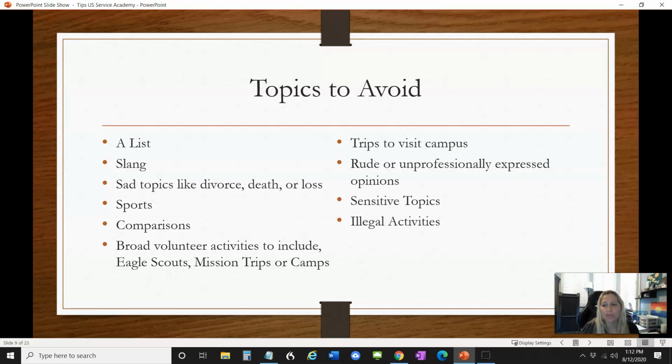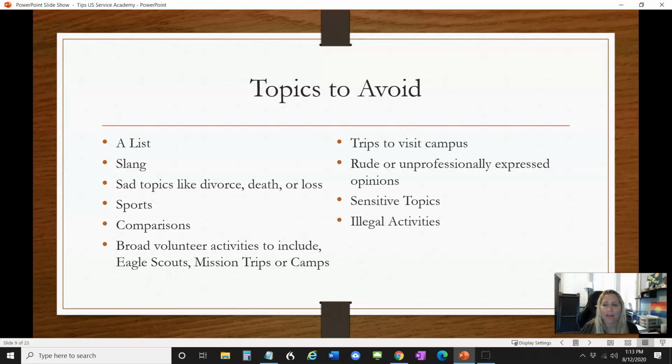Don't talk about your trip to visit the academy. Now, you can mention your trip to visit the academy as part of one line, but don't make it your entire essay, okay? It's not all that interesting to read, and it doesn't tell the reader anything about you. Don't have rude or unprofessionally expressed opinions. Yes, students write about those. Don't do it. Don't be that student. Just avoid these topics. You may have an opinion. You may want to express yourself, but don't do it in your college essay. You want to get in, not offend the person reading it.